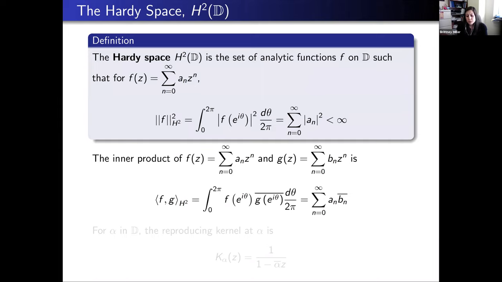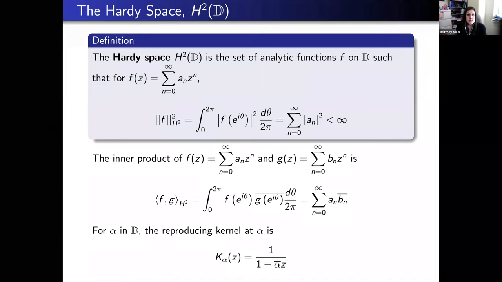And the reproducing kernels in this particular space: if alpha is a point in the disk, then K_alpha we'll say is 1/(1 - alpha bar z). And so that reproducing kernel reappears in some interesting places later on.